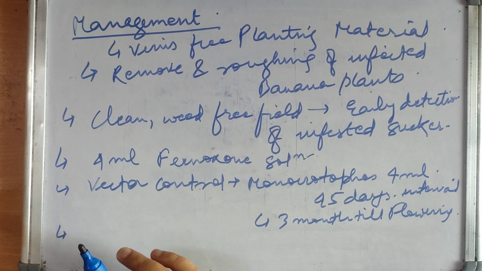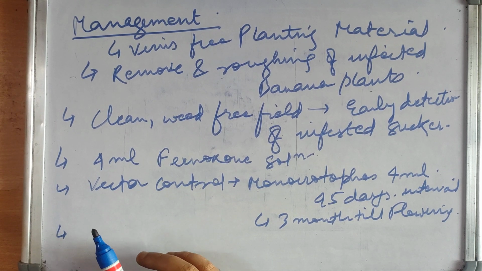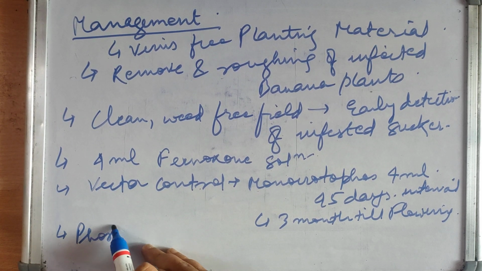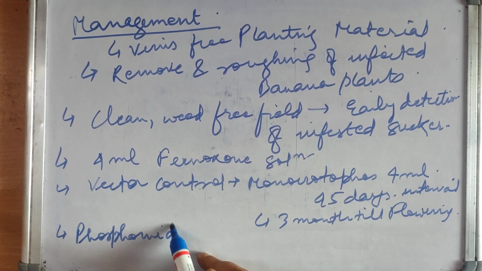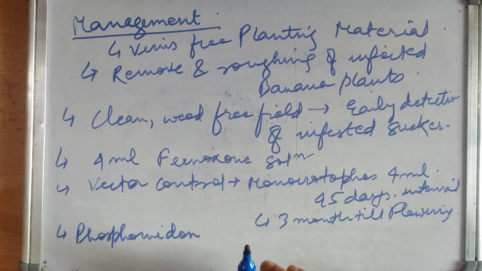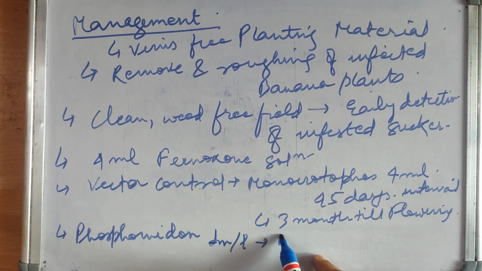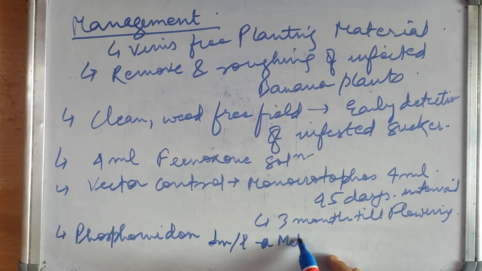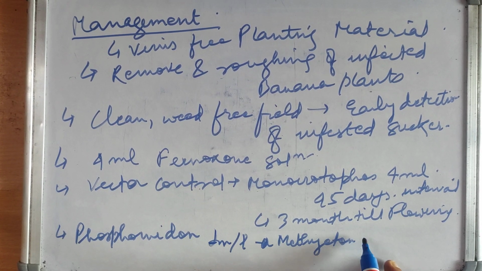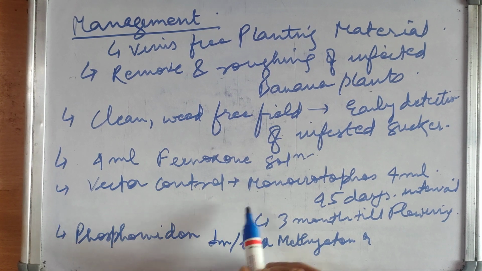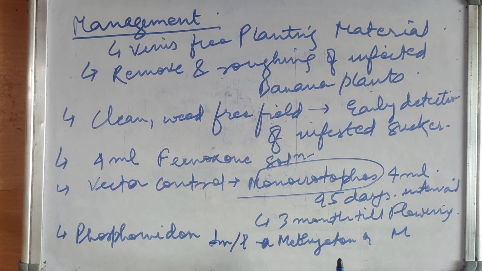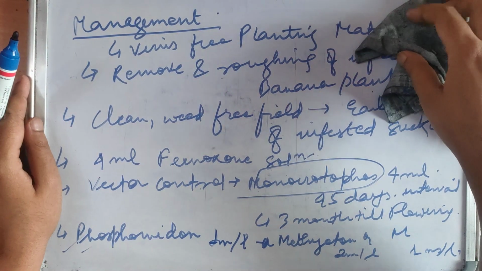We will spray plants with phosphamidon, 1 ml per liter. Or you can also use methyl demeton, or we can also use monocrotophos. These are 2 ml per liter and monocrotophos 1 ml per liter. So these will also help. So this was the management of bunchy top of banana.